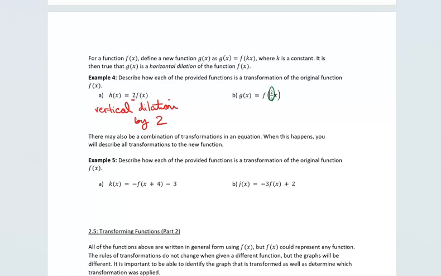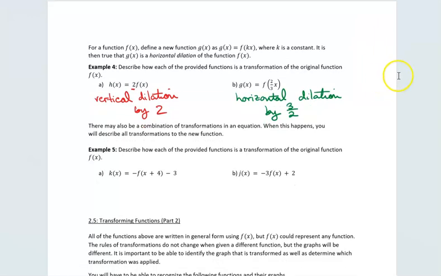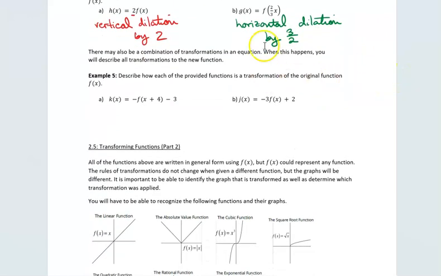Now your horizontals, those are the ones that are inside, right? Just like before. So this is a horizontal dilation, and you still have to say what it's by. And the weird part of this is that we're going to take that 2/3 and we're going to flip it. So it's not by 2/3 anymore, it's by 3/2. So you do have to flip that number to actually describe what's happening accurately. Okay, if you want to explore that more, look at what's happening on the graph when you do your practice.